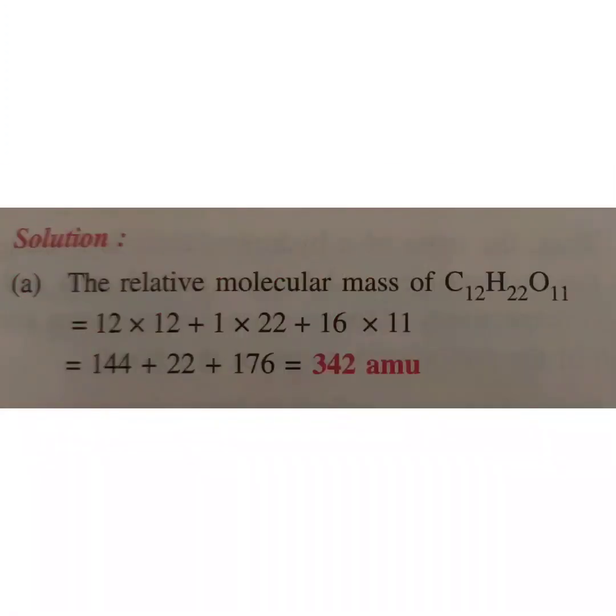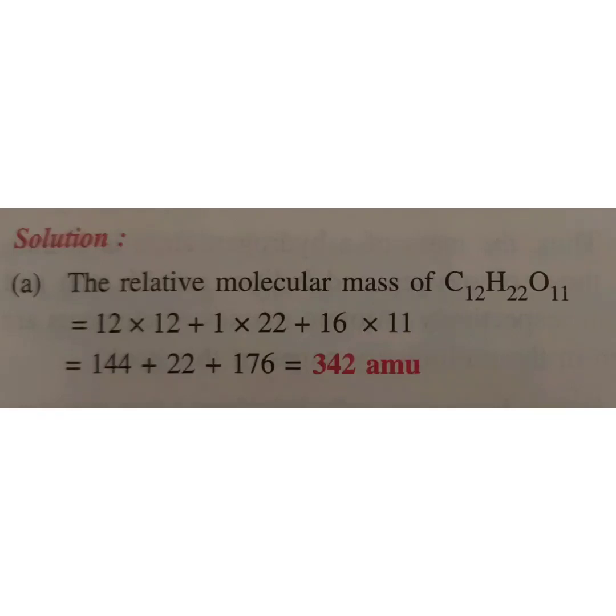So in the first example, for cane sugar, the chemical formula is C12H22O11. So how do we calculate it? Here 12 is the atomic mass of carbon, and we have 12 atoms of carbon in this molecular structure. So 12 into 12 plus, now hydrogen's atomic mass is 1, so 1 into 22. Why 22? Because there are 22 atoms of hydrogen present in this cane sugar formula.